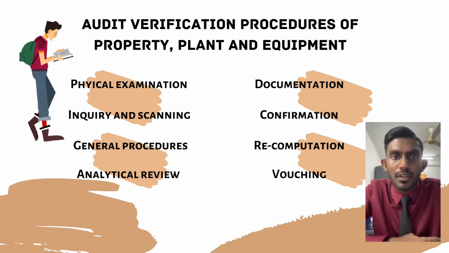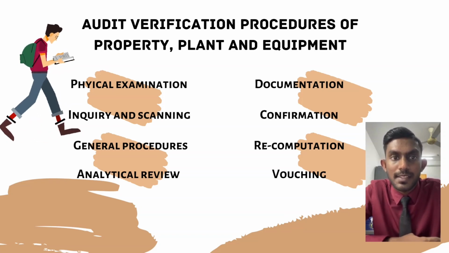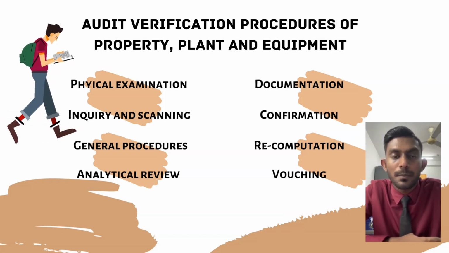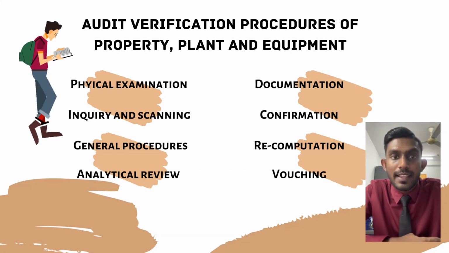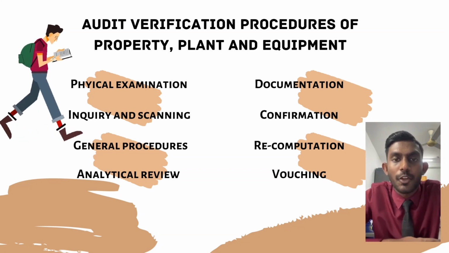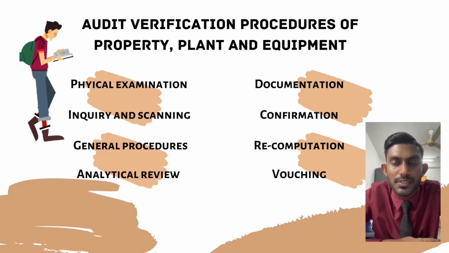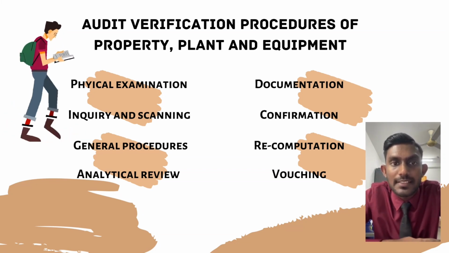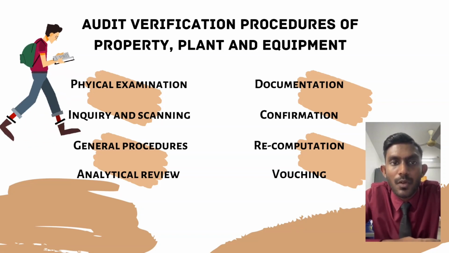Moving on to the third audit procedure, which is general procedure. General procedure is a substantive audit procedure on newly purchased asset. And the next one is analytical review, which means substantive analytical audit procedure on depreciation. Documentation is also one of the audit procedures, in which the auditor should examine the title deeds in order to ensure they are in the name of the client.